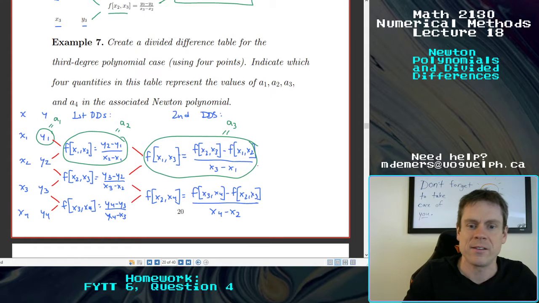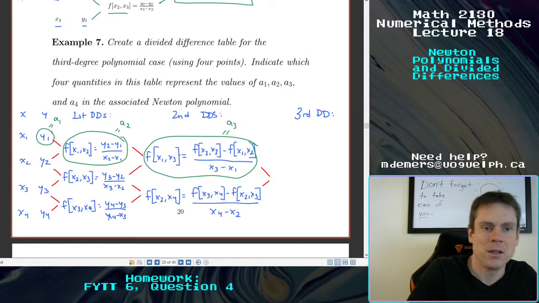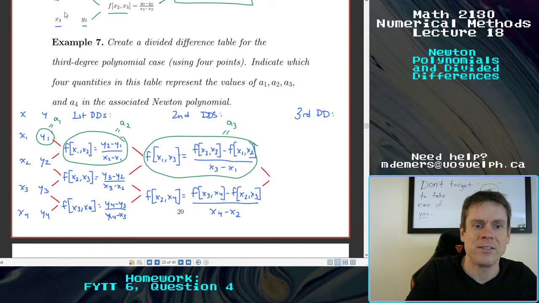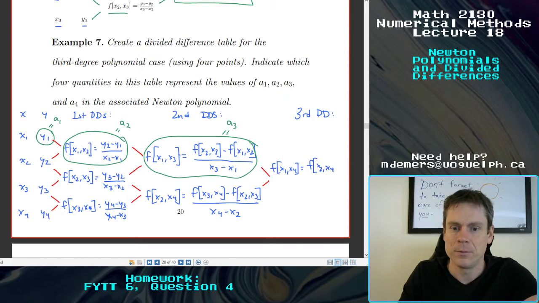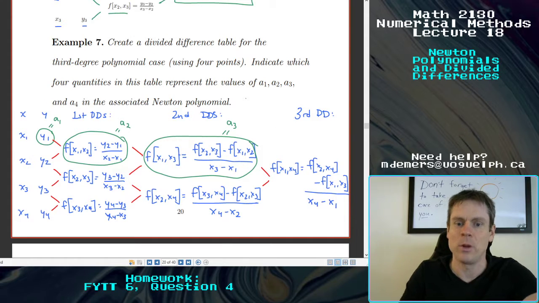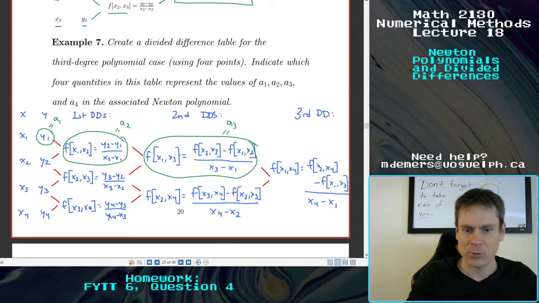We have one more to find, and that's our third divided difference. So third d, and that is going to be, and hopefully you're starting to see that pattern more naturally now, f of x1, x4, and that is equal to f of x1, x2, x4 minus f of x1, x3 all over x4 minus x1. So only one of those, that's the last one that we need, and this one here is going to give us the coefficient A4.